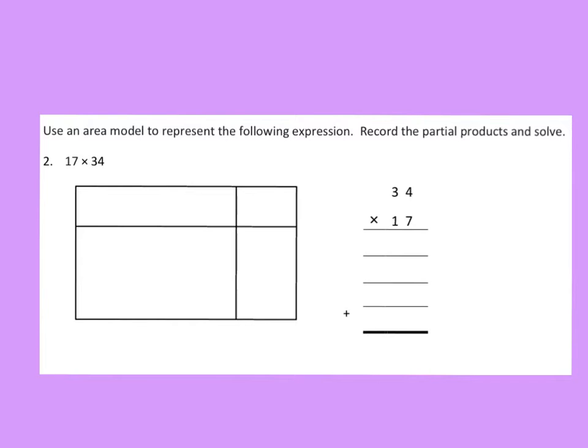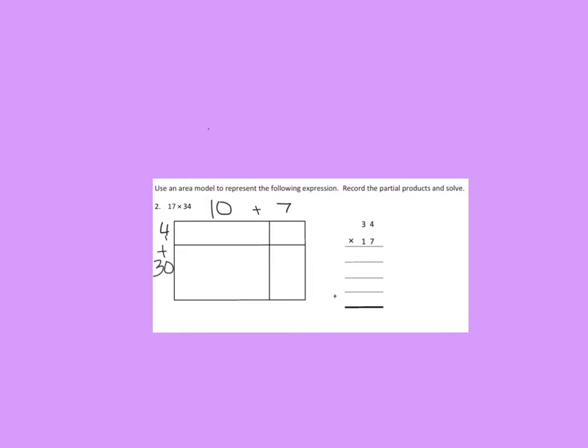When we look at the area model, we see that 34 is going to be the biggest number that we're going to break down. So we're going to break 34 down to 30 and 4. So the 30 is going to go here, and the 4 is going to go here. And then 17 will be broken down into 10 and 7. We break those numbers down so that they're easier to multiply.